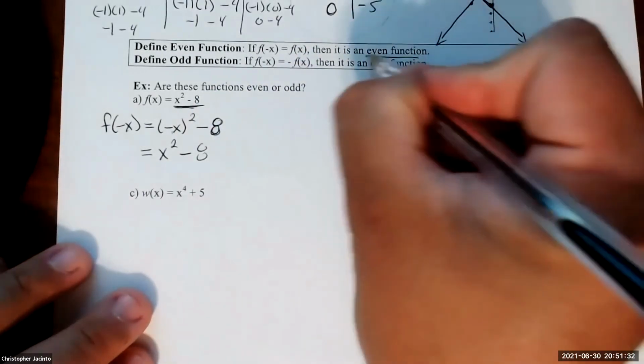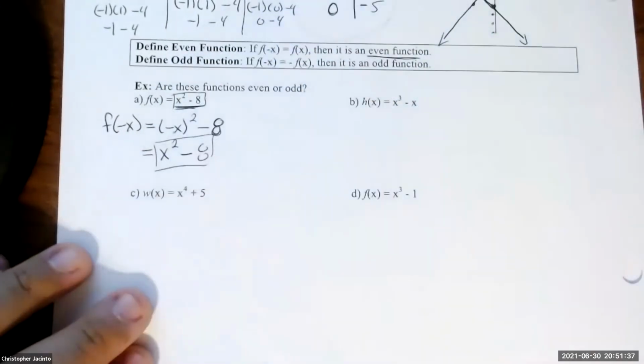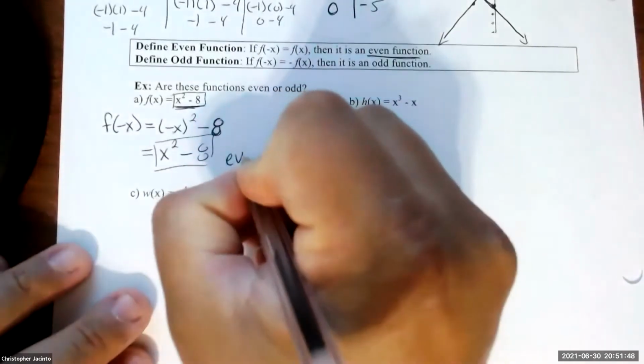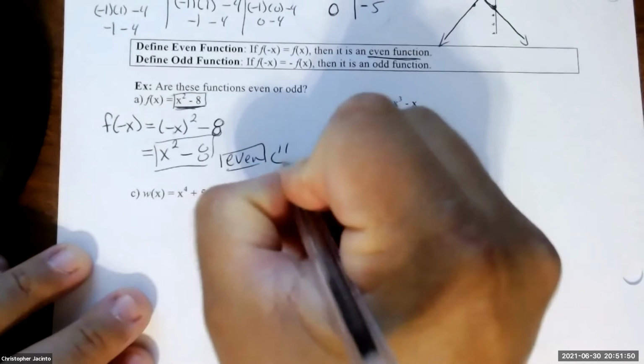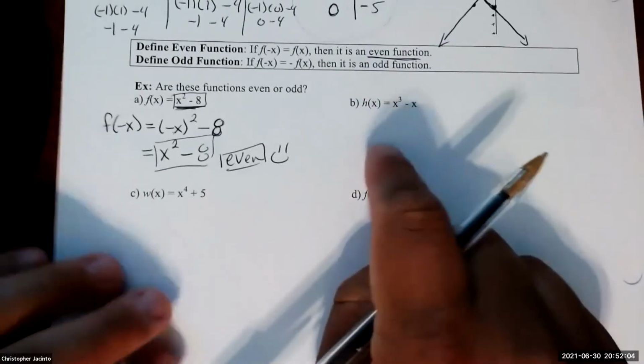It's even if I get literally the exact same thing out. Do I get the exact same thing out? That's a big fat what? Yes. Yes, perfect. So therefore, it's an even function. It's that simple. Okay. So how do you know if it's an odd function? Well, let's go to B.